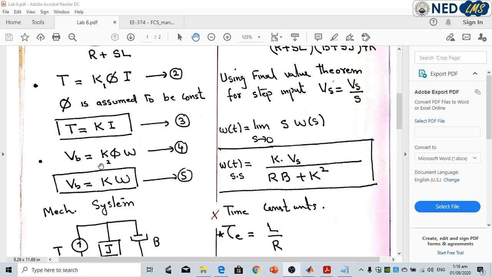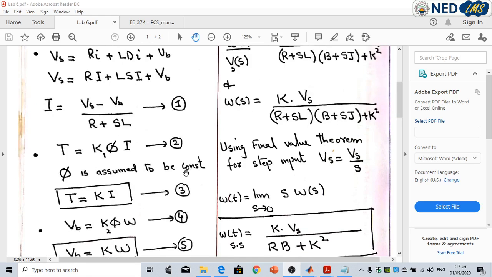The back EMF is equal to K2 times phi times omega. K2 is the machine constant. Again, phi is representing the flux established by the field winding. Omega is the angular velocity at which the machine is running. We assume that the flux of the machine is constant, therefore the back EMF is equal to K times omega, and this is equation number 5. This equation is also used for developing the block diagram of the DC motor.